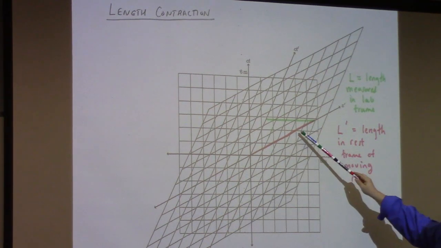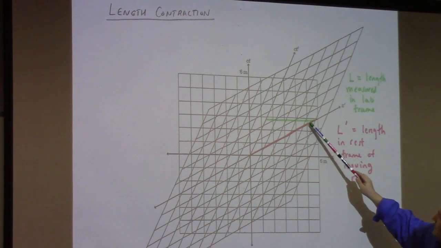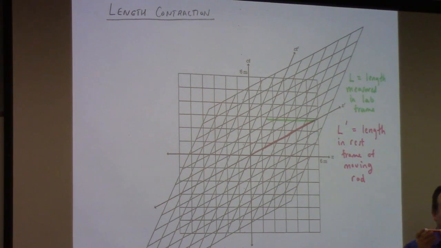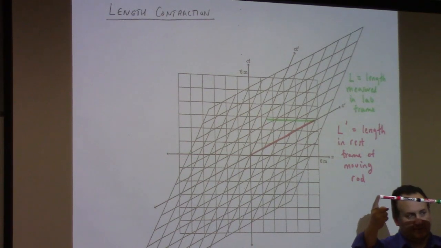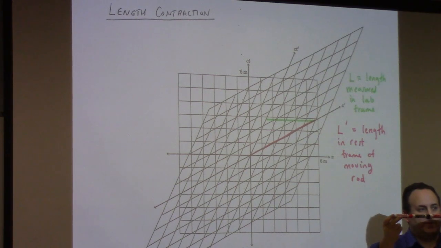This red line here you could think of as the distance in the moving frame, right? And how do you measure lengths? Like if I'm going to measure the length of this marker, how do I do it? I measure it at the same time, right? That's part of the deal. When we measure length, we measure how far it is from here to here at the same time in my frame of reference. That's how we define length in a given frame.